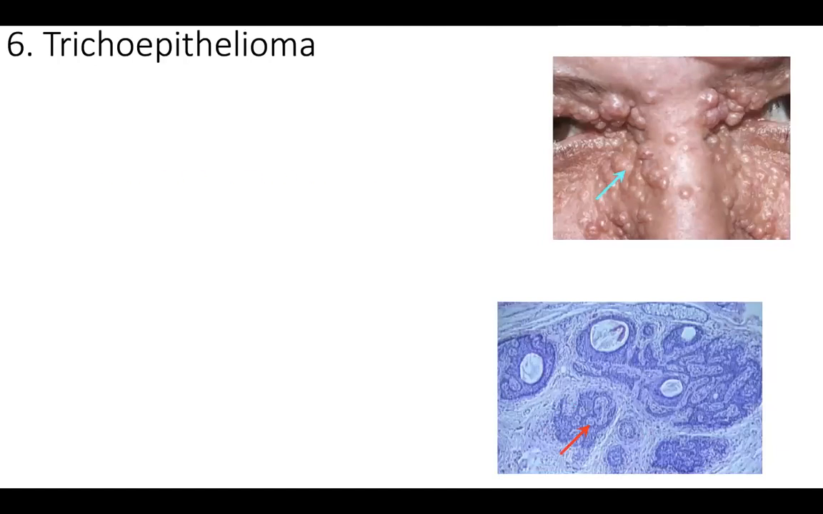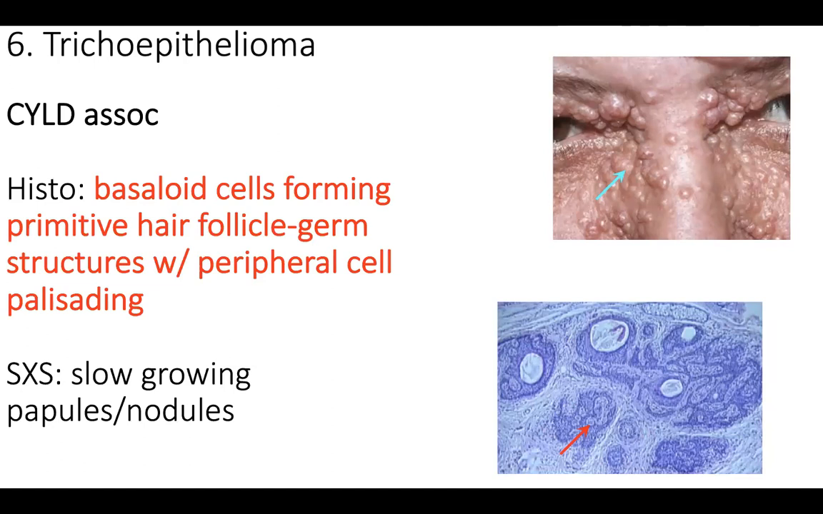Trichoepithelioma are going to be a CYLD association. They have these basaloid cells forming primitive hair follicle germ structures with peripheral cell palisading. So we can see in the histology slide that we have these palisading structures, cells located here, and know that it's where a hair follicle would be. They're slow growing papule nodules located many times on the face.